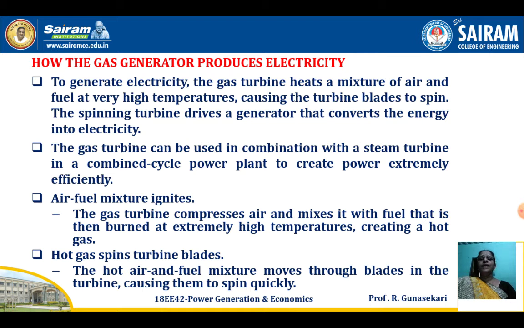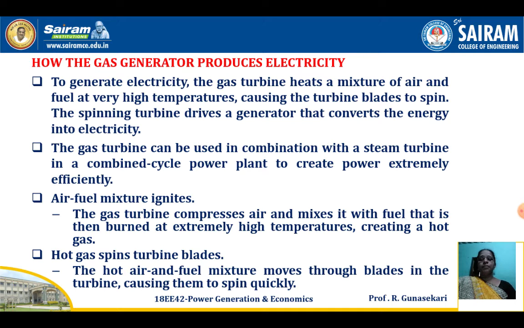Then, how does the gas generator produce electricity? To generate electricity, the gas turbine heats a mixture of air and fuel at a very high temperature, causing the turbine blades to spin. The spinning turbine drives a generator that converts the energy into electricity. The gas turbine can be used in combination with a steam turbine in a combined cycle power plant to create power extremely efficiently.